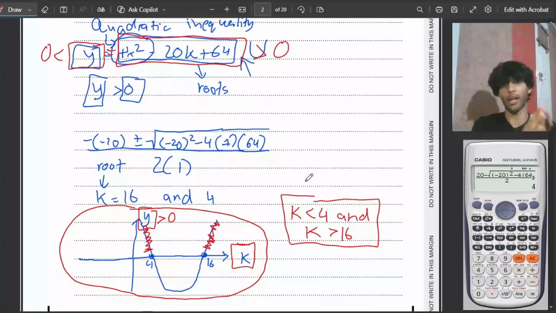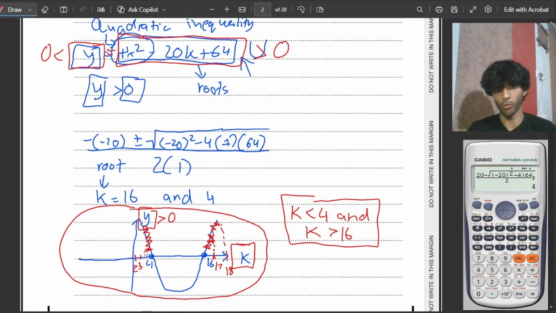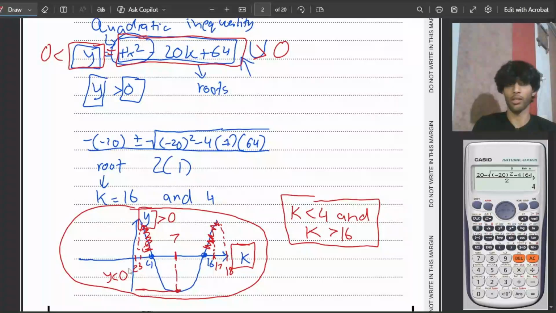One is for all of the values of k that are smaller than 4, and the other where k is greater than 16. So over here, if you look, this is k equals 3, this is k equals 2, this is k equals 17, this is k equals 18, and they're all corresponding to values over here for y that are basically greater than 0. Okay, for example, if you choose a value over here, let's say k equals 7, then it corresponds to a value over here, and this is in the negative region of y. So this is where y would be less than 0. So that's why we chose k is smaller than 4 and k is greater than 16, because in those regions, y is greater than 0.